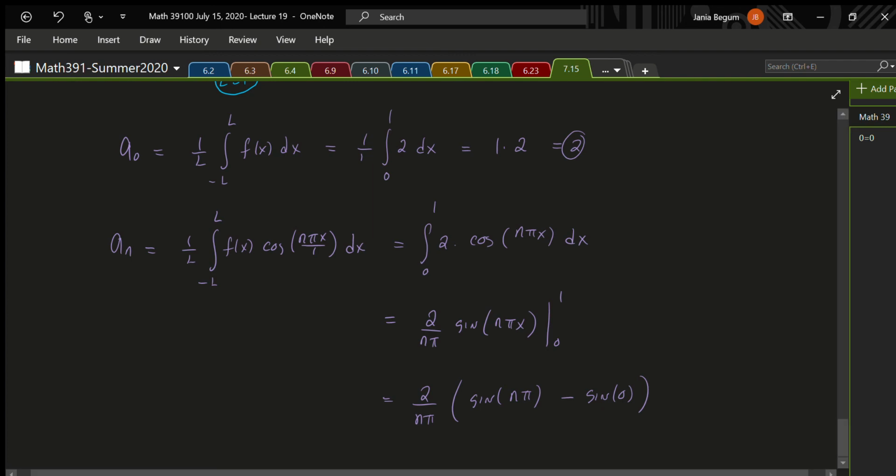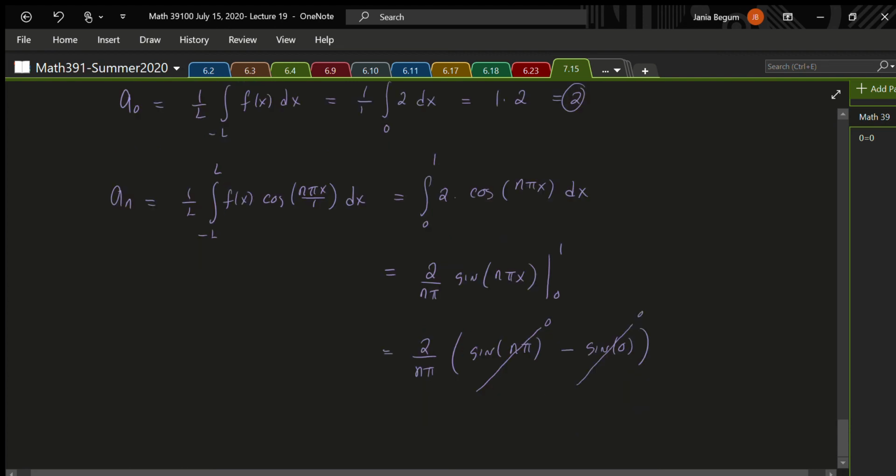So you can let n run from 1, 2, 3, right? So what is sine of n pi? What is sine at every integer multiple of pi? 0. So this goes to 0, and we know sine of 0 is also 0. So an is really 0. So this coefficient doesn't survive. Okay, that's nice, right? Simplifies the formula.